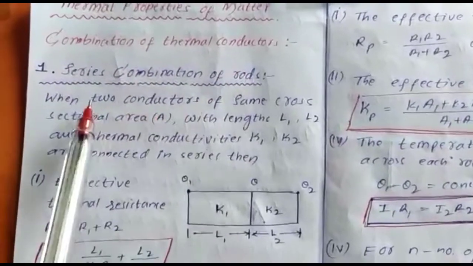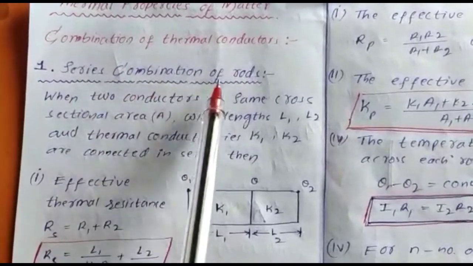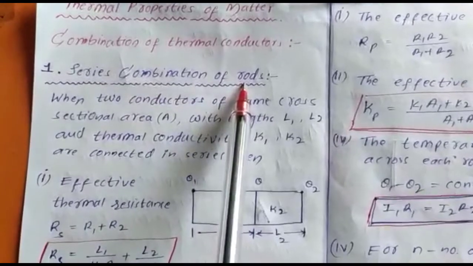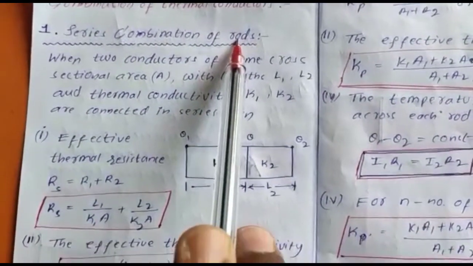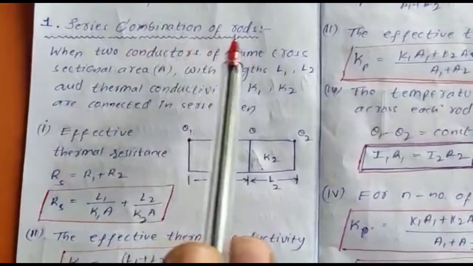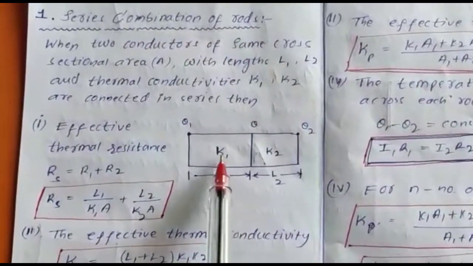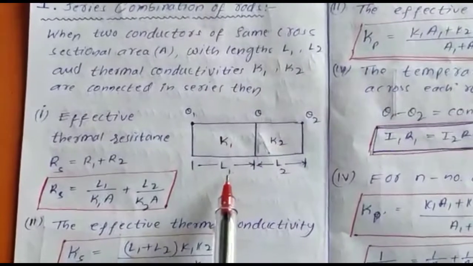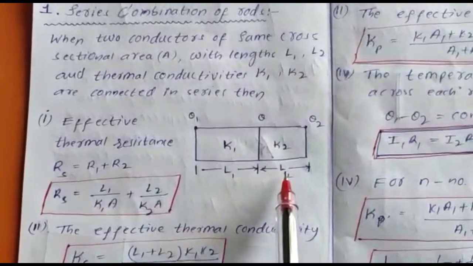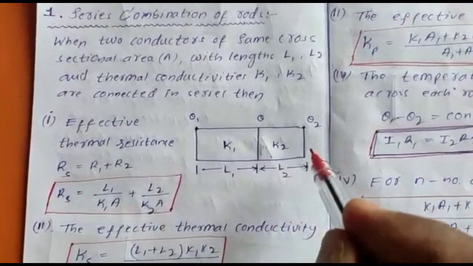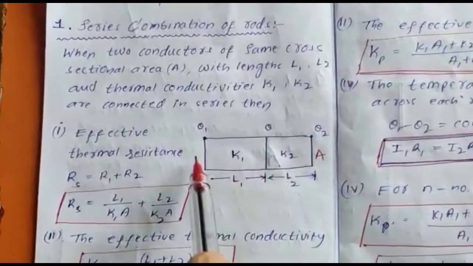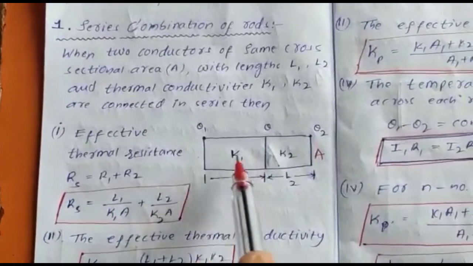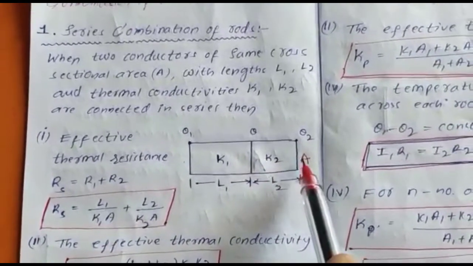There are two combinations. One is the series combination of rods and the other is the parallel combination of the thermal conductors or rods. Now in the series combination of rods, let us consider two conductors. The first conductor length is L1, the second conductor length is L2, and the area of cross section of each rod is the same. For the first conductor the area is A and for the second conductor also the area is A only.